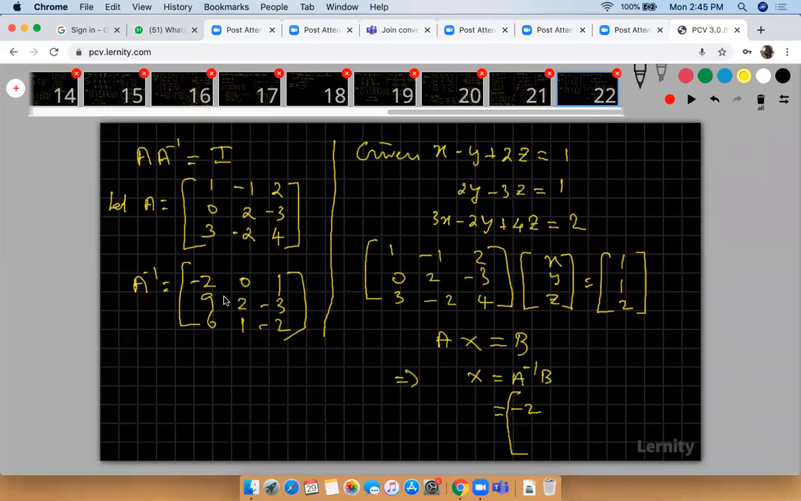Using the product, we can easily find the inverse of A. This is my A inverse, I am writing it directly: minus 2, 0, 1; 9, 2, minus 3; 6, 1, minus 2, into B. What is my B? My B is 1, 1, 2. Now just take the product and equate to X, Y, Z. You will get the answer. Please try to understand.